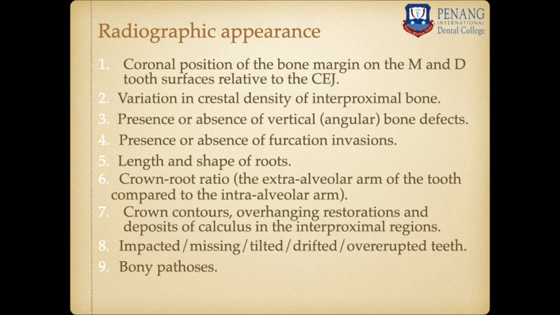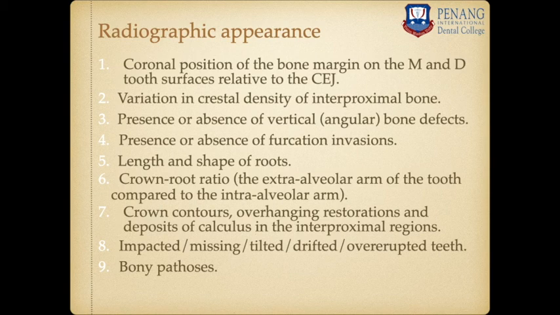So you can see more bone loss. The distance between the crest of the alveolar bone and the cemento-enamel junction will be increased. There will be variations in the crestal density of the interproximal bone. In case of partial bone loss, you can see a partial radiolucency, or a difference in the density of the interproximal bone. The presence or absence of vertical bone loss can be identified with the help of a radiograph.